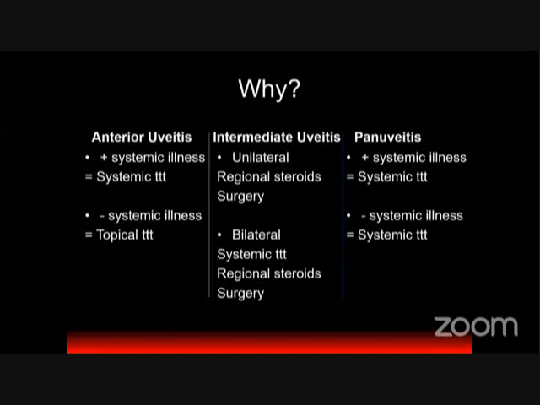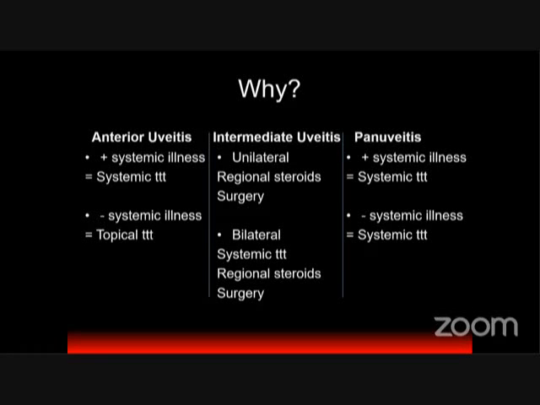Okay. So again, this is the scheme that I would like to draw the attention of everybody to in anterior uveitis. If you have systemic illness, you use systemic treatment. Okay. Not only you, you collaborate. But if there's no systemic illness, it's okay to use topical treatment, even if chronically so. What about intermediate uveitis? If it's unilateral, it's okay to do regional steroids and it's okay to do surgery.